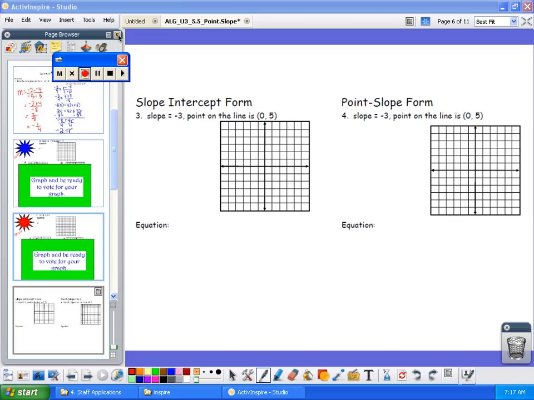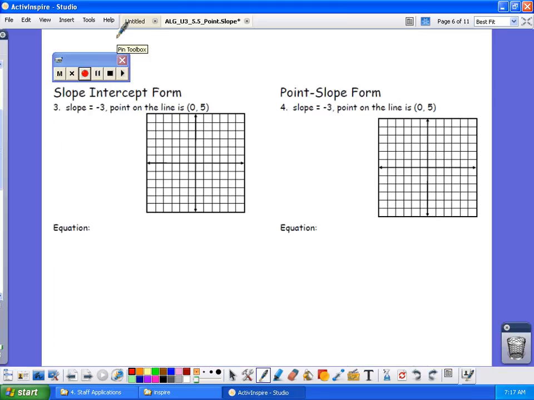Alright, today we're going to learn about a different kind of equation. We've learned about slope-intercept form, and now we're going to learn about point-slope form. Slope-intercept takes the slope and the y-intercept. Point-slope takes a point and the slope.